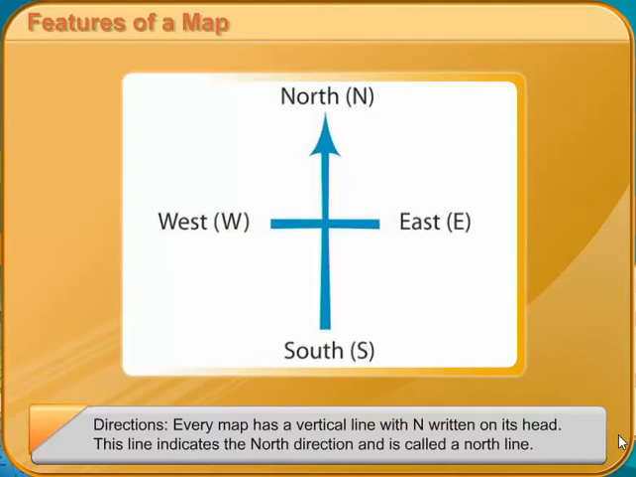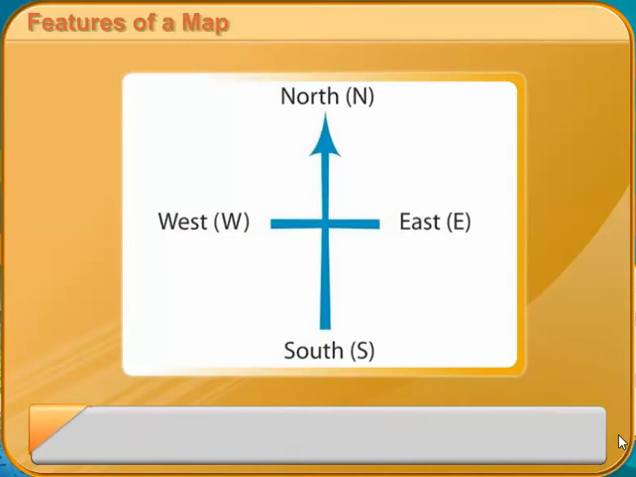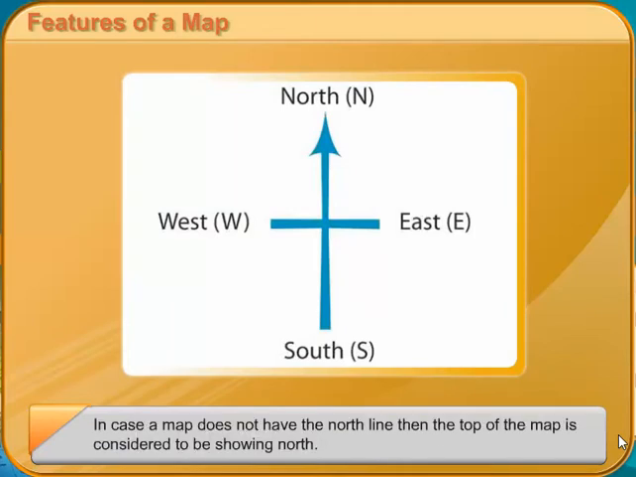The four cardinal directions can be identified easily once the north has been identified. The left is the west, the right is the east, and the bottom is south. The cardinal points are further divided into intermediate directions such as northeast, northwest, southeast, and southwest. Directions help us locate places on a map.